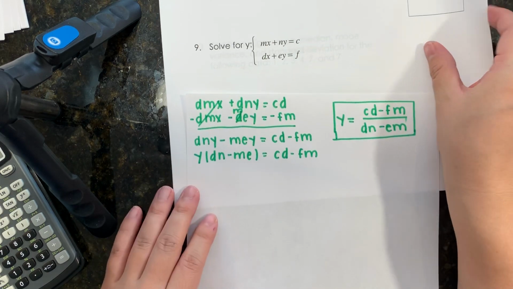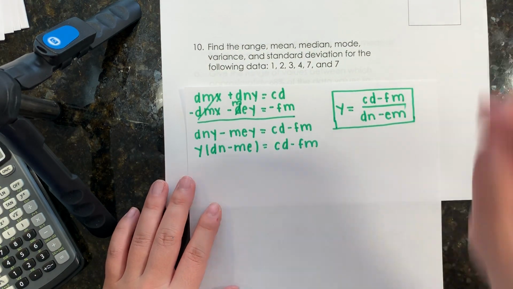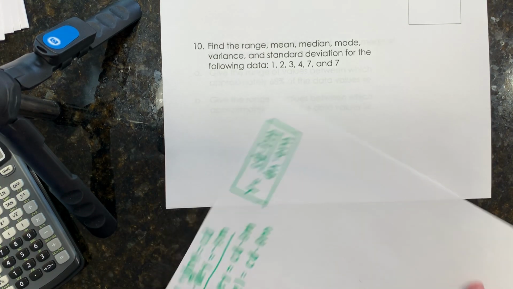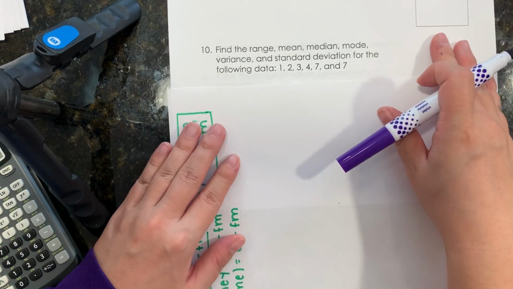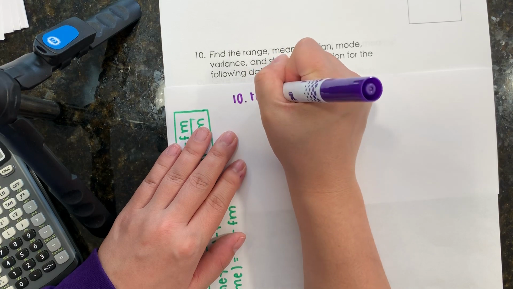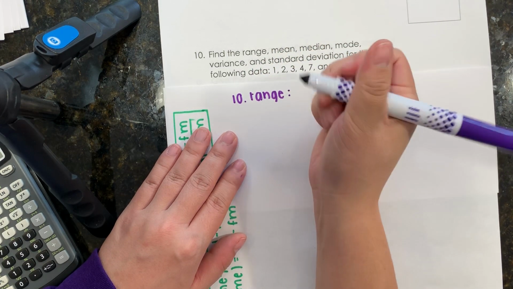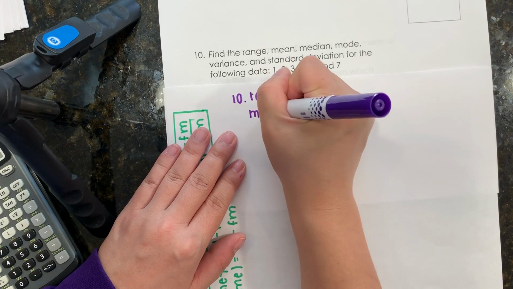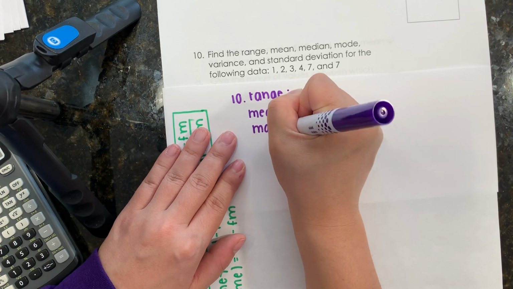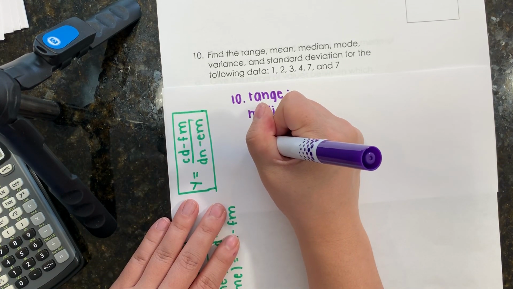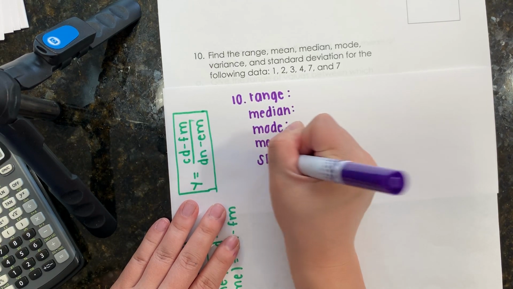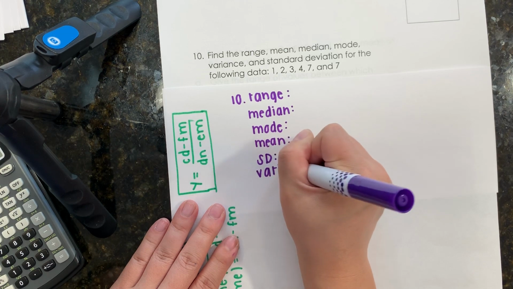Now moving on to number 10. Number 10, we just have to find the range, the mean, the median, the mode, the variance, and the standard deviation of the following data. So I'm going to start by just listing out what I'm going to be evaluating. So range, and then I'm going to do median, and then I'm going to do mode. Then I'm going to do the stuff where I use my calculator. So I'm going to do mean, and then standard deviation, and then variance.